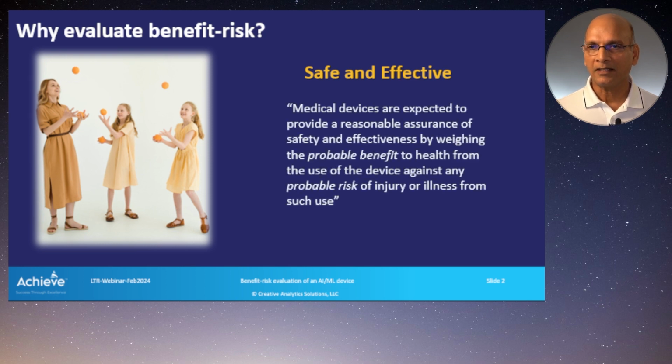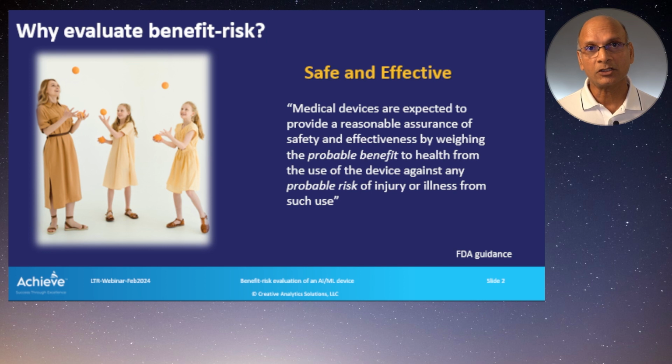And how do you do that? Medical devices are expected to provide a reasonable assurance of safety and effectiveness by weighing the probable benefit to health from the use of the device against any probable risk of injury or illness from such use. So there are a lot of keywords here, right? So let's spend a little bit of time there to understand what it means and how it's done.